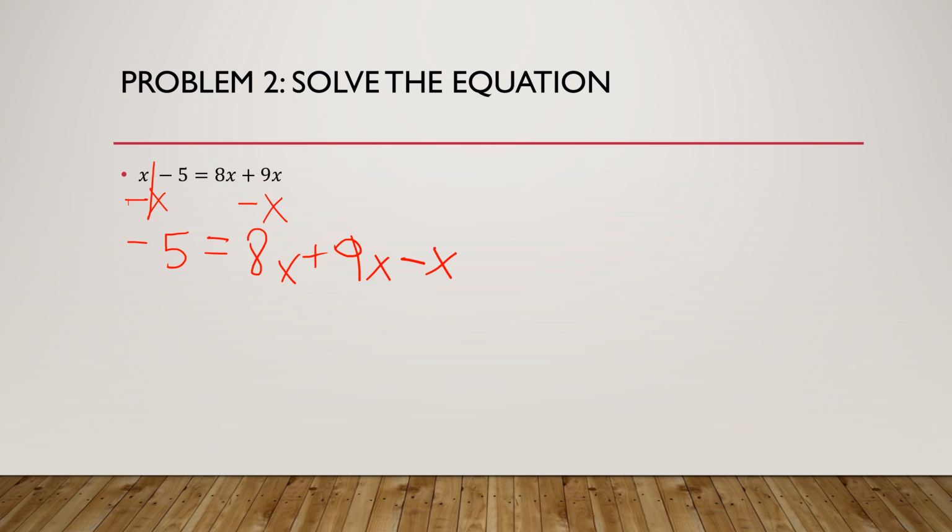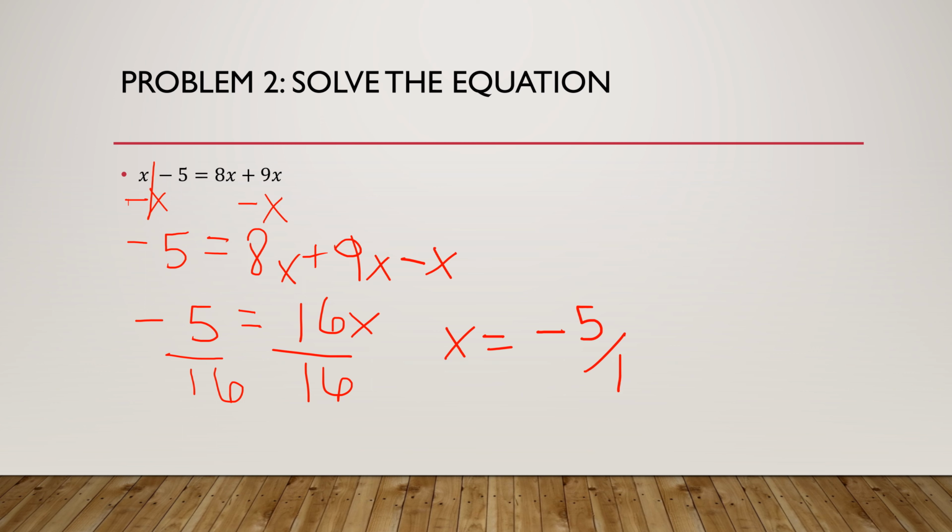Alright, so 8x plus 9x is going to give us 17x. 17x minus x is going to give us 16x. So we're going to have negative 5 equals 16x. And then in order for us to get x by itself, we're going to have to divide 16 on both sides. So then our final answer is going to be x equals negative 5 over 16.